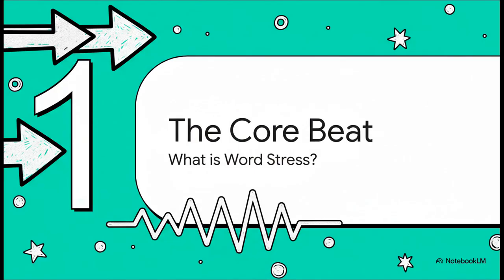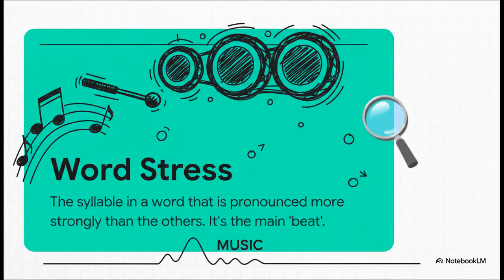Okay, so let's break this down. What is this core beat we keep mentioning? So word stress is basically just the syllable in a word that you hit a little harder than the others. It's the main beat, the emphasis. Like a drum beat in a song. Take the word music. The beat is on mu, music. See, that's the stressed syllable. It's kind of like the anchor for the whole word.